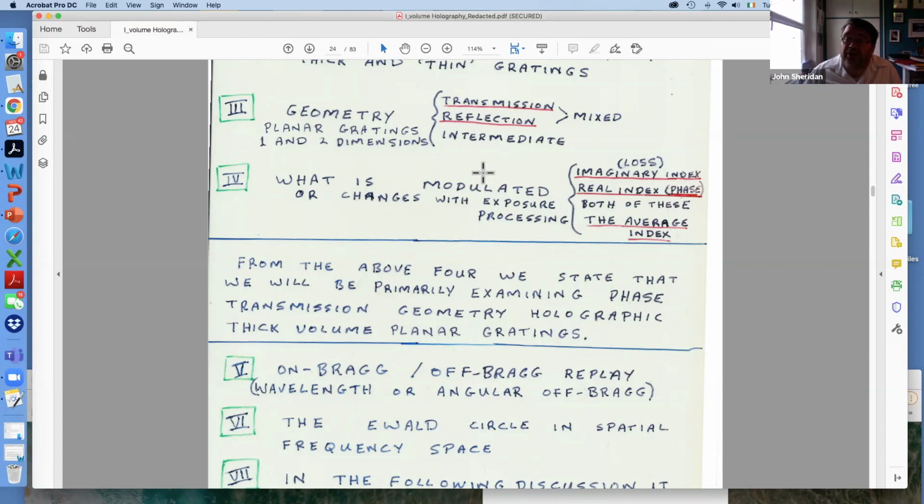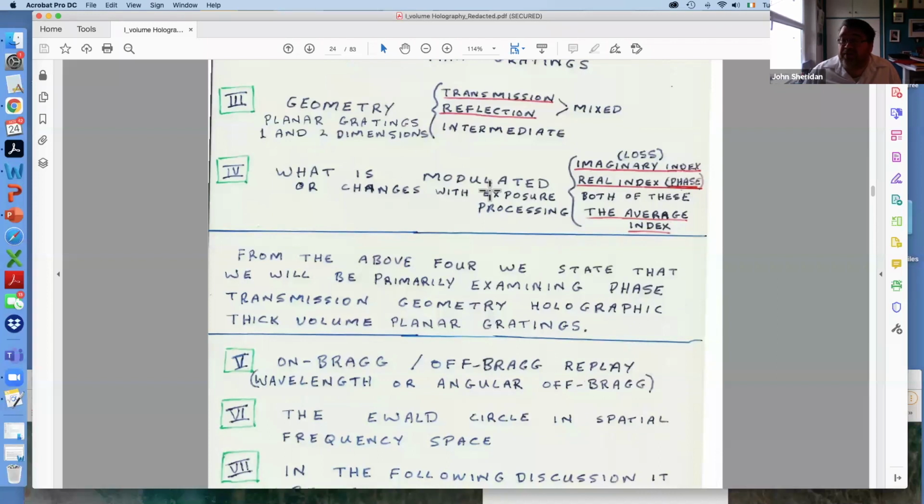On the other hand, we could then process that to remove the silver and replace it by something which was transparent, like silver halide. In any case, we can get a modulation of the absorption in the volume, or we can have modulation of the actual phase, the relative permittivity. And we can have mixtures of these two.